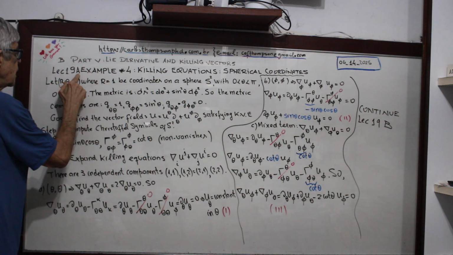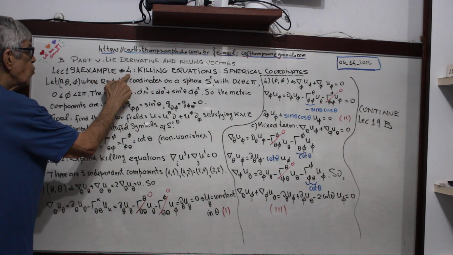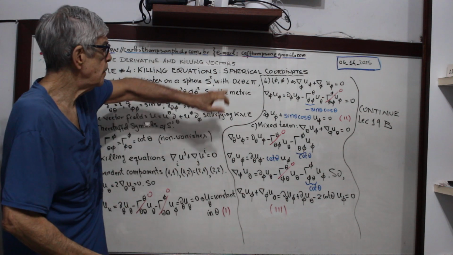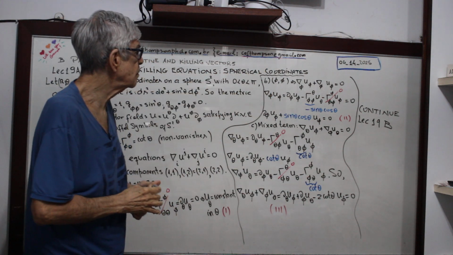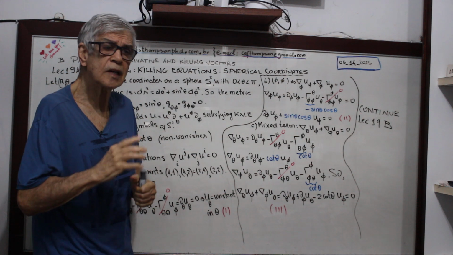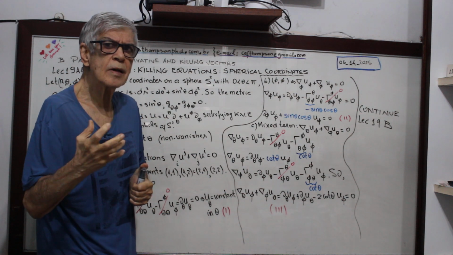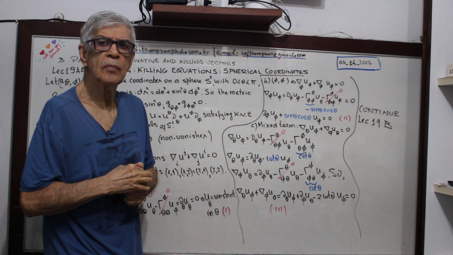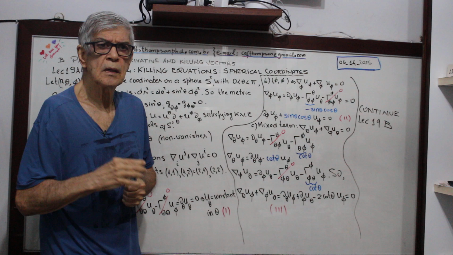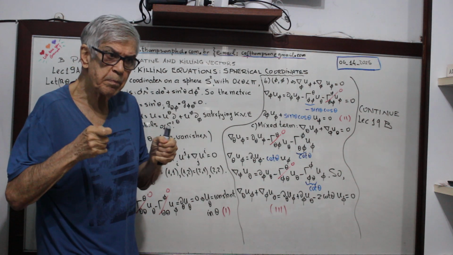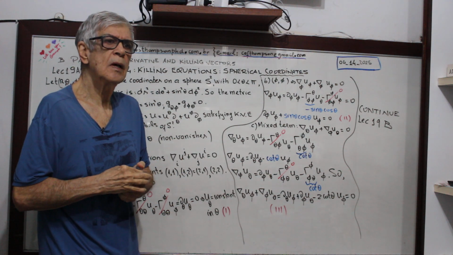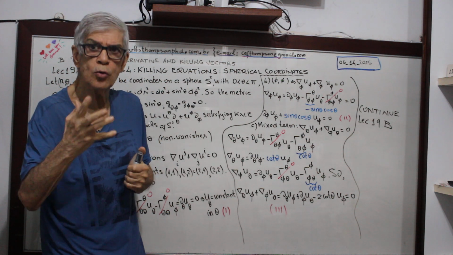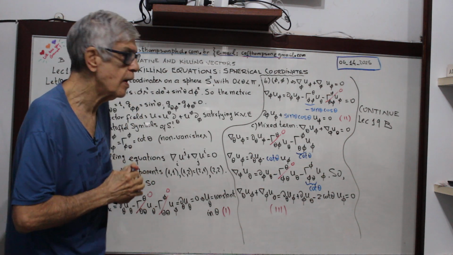Lecture 19A, the fourth example, Killing equation. Now we will apply it to spherical coordinates. In this case, what you want is to solve the differential equation to obtain the Killing vector. I'm imposing the Killing equation to be 0 and finding u, which is the Killing vector.